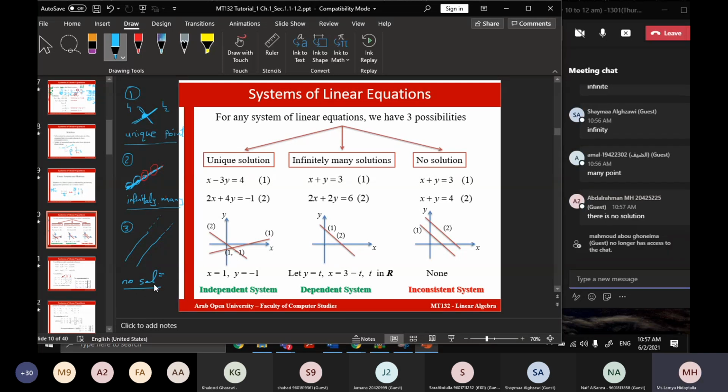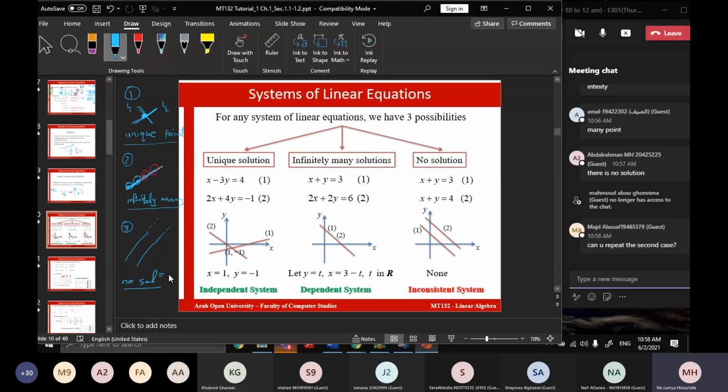So always, when we're solving a system of linear equations, either we'll have a unique solution because there is a unique point, or infinitely many solutions, or no solution at all. These are the only possibilities. Okay?